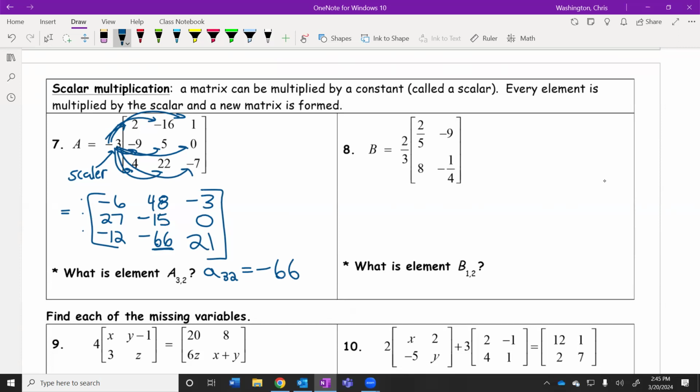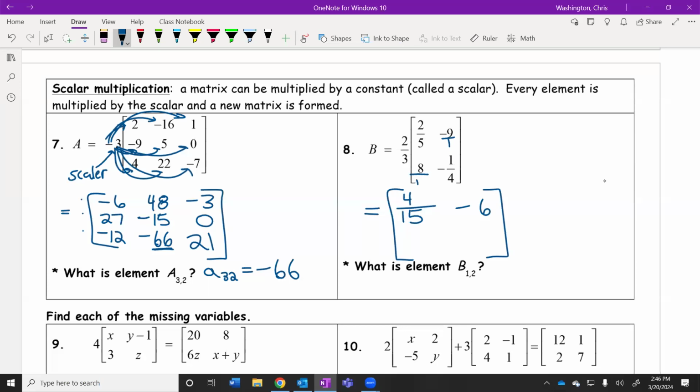Number 8. We can multiply by fractions. Your calculator can multiply all these for you. So 2/3 times 2/5. 2 times 2 is 4, and 3 times 5 is 15. Cannot be simplified. This is really -9/1 if we're trying to do this without a calculator. 2 times -9 is -18. 3 times 1 is 3. So we get -18/3, which is -6.